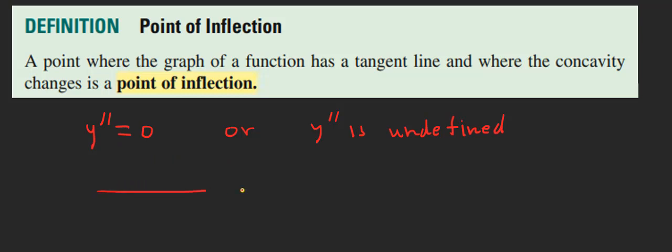And not only that, we also have to check that the sign of y double prime changes, either positive to negative or negative to positive. And we call that point a point of inflection. And we'll take a look at some examples.